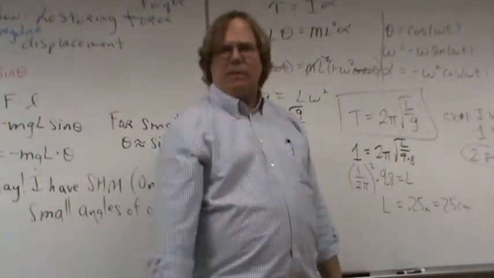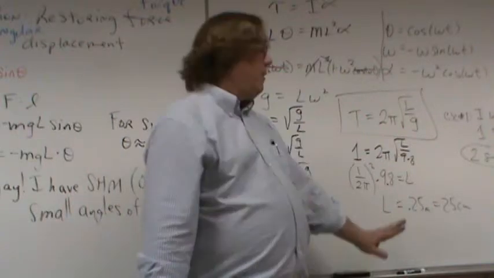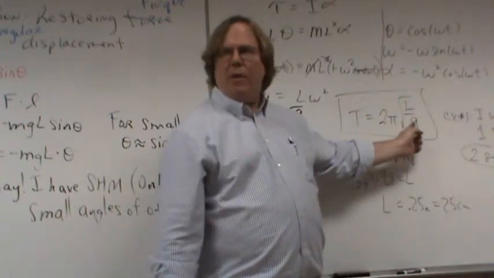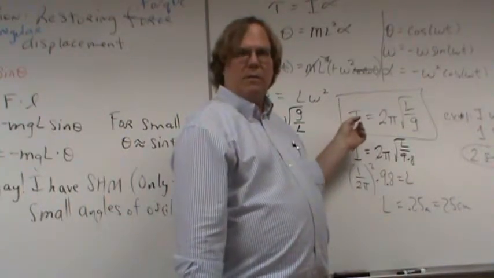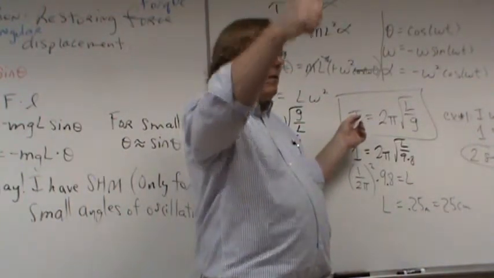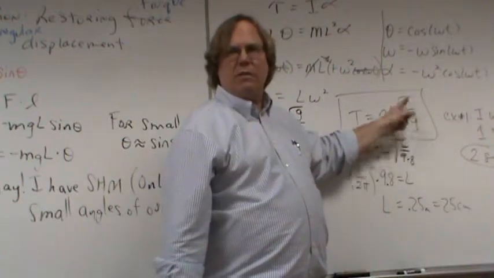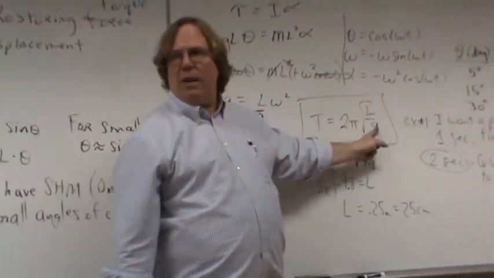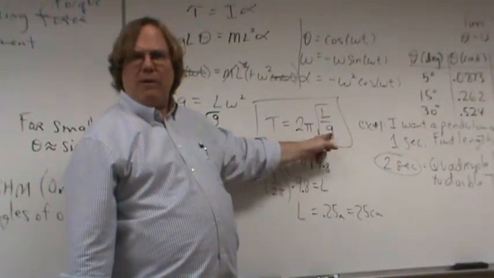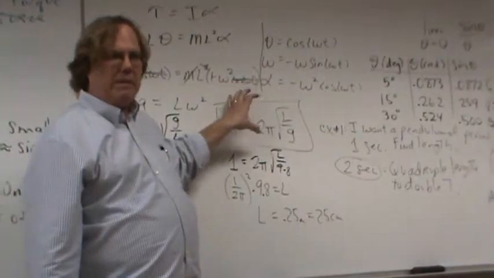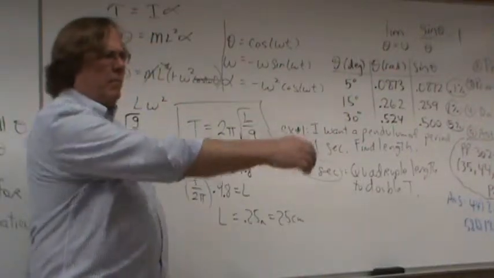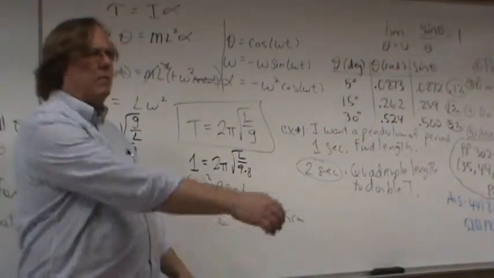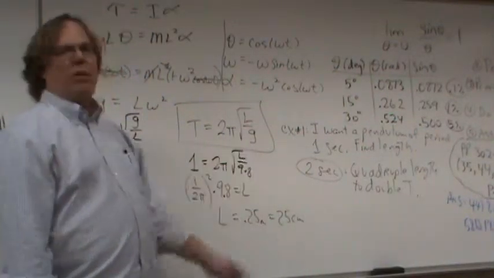Yes, Fatima. Thank you. Because g is smaller. Since g is smaller, what is that going to do to the period? Yeah, it increases the period. Because where is g in the equation? Yeah, in the denominator. So a smaller g in the denominator makes a bigger value. It makes T bigger. So yeah, astronauts are going to have bigger periods of oscillation for their arms and legs because they're in an environment with a smaller g.